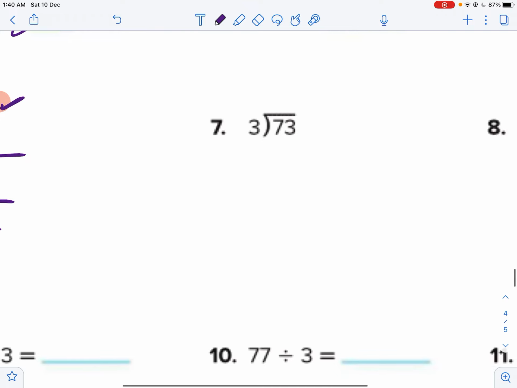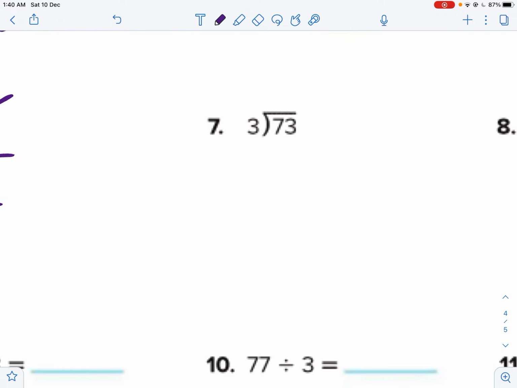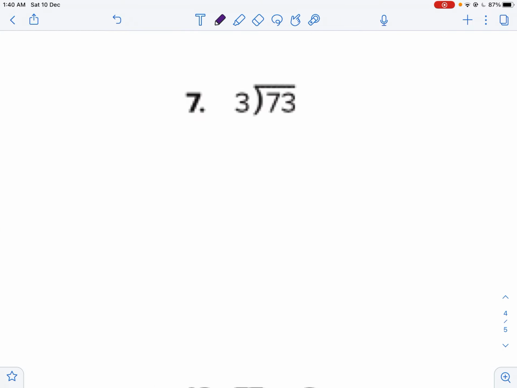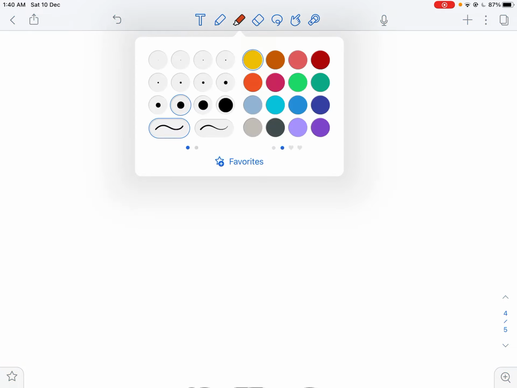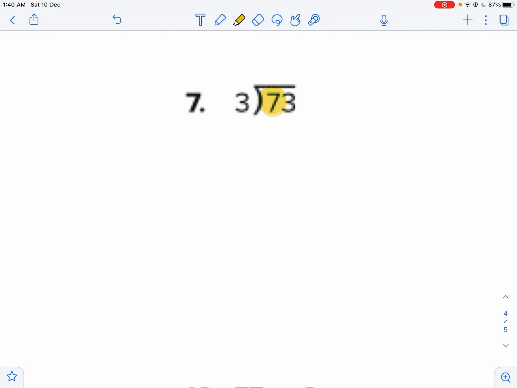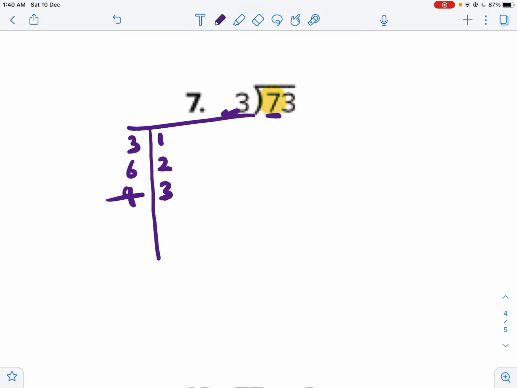Now let's take the other one, number 7. 73 divided by 3. We start and we take only the 7. The 7 is bigger than the 3 here. So yes, you are ready to start. We're going to start looking for the 7 in the times table of the number 3. 1 times 3 is 3. 2 times 3 is 6. 3 times 3 is 9. Oh, this is the problem. You have a 9. The 9 is bigger than the 7 that you're looking for, so you can't use it.